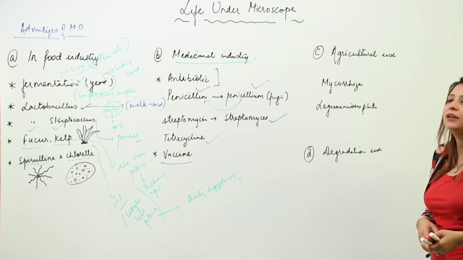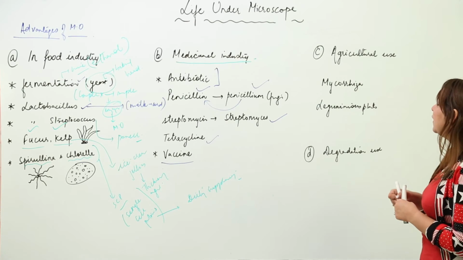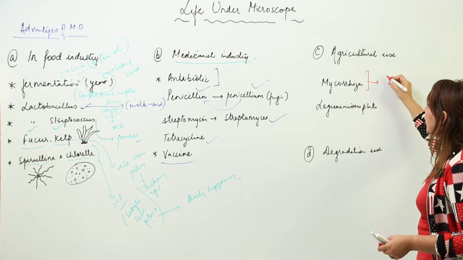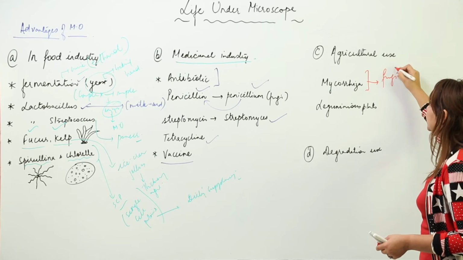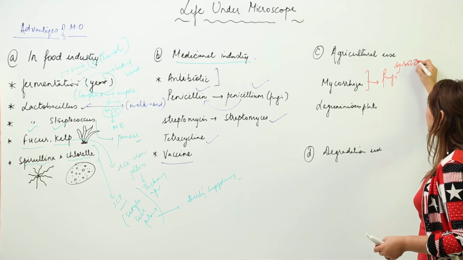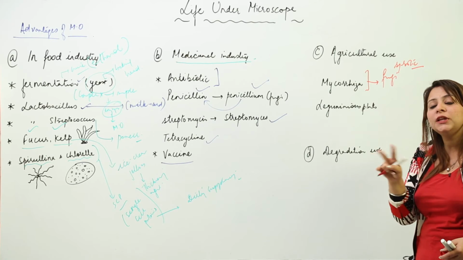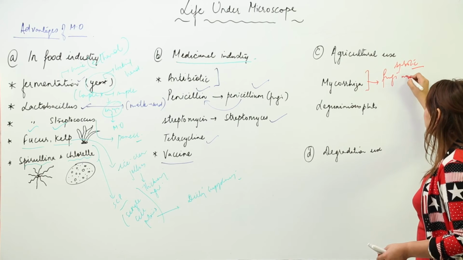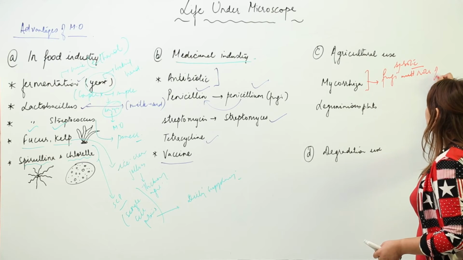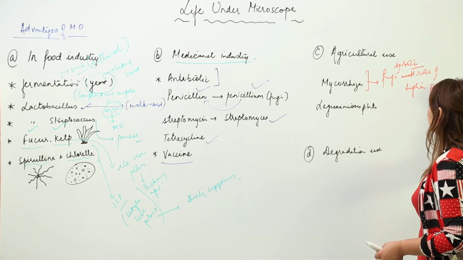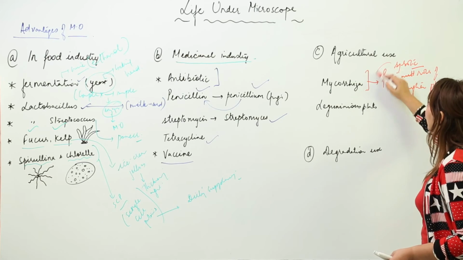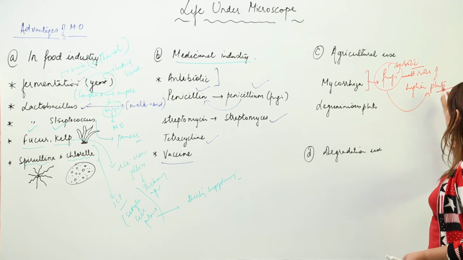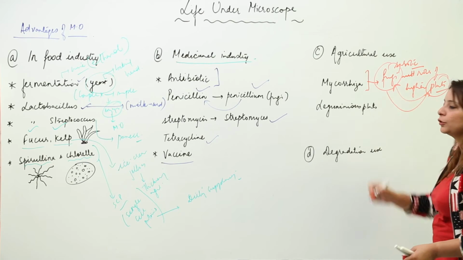Third, it has an agricultural use also. You must have come across mycorrhiza. What is mycorrhiza? It is a symbiotic association of fungus, I must say. Symbiotic, you know that, is where both the partners are mutually benefited. So it is a symbiotic association of fungus with roots of higher plants. The fungus is going to help the plants absorb water and minerals, and in return the plant is going to provide food to the fungus.